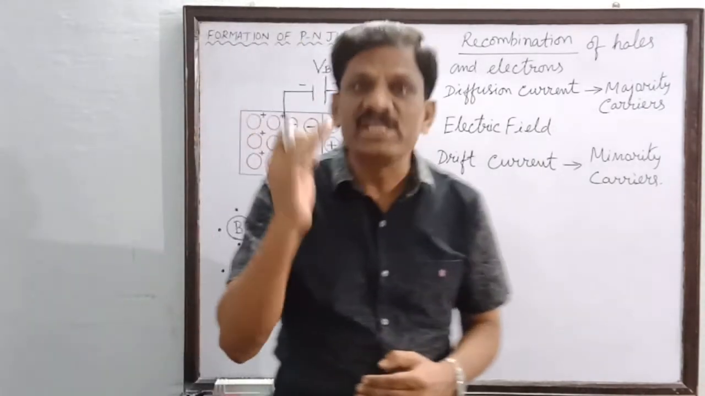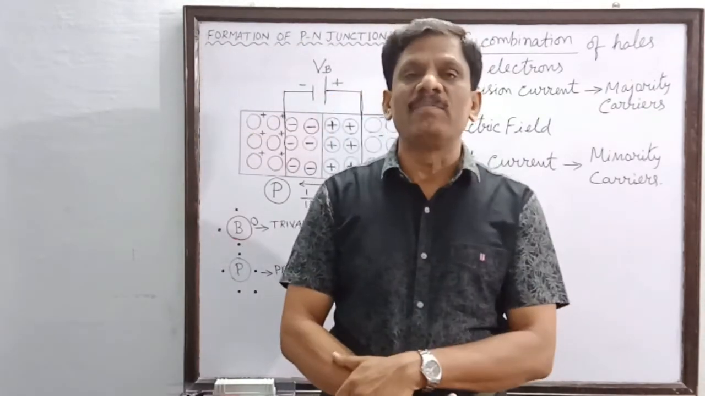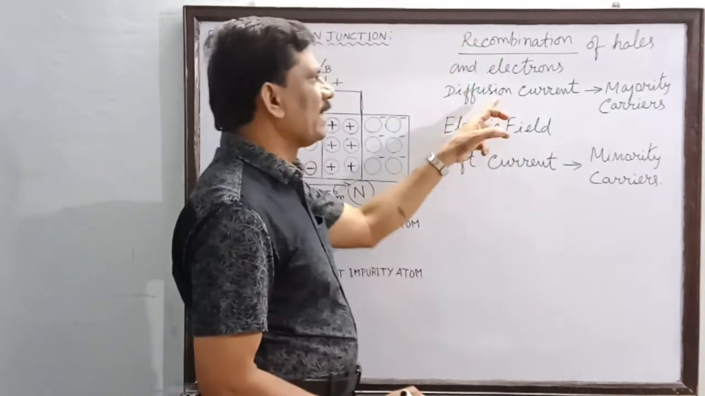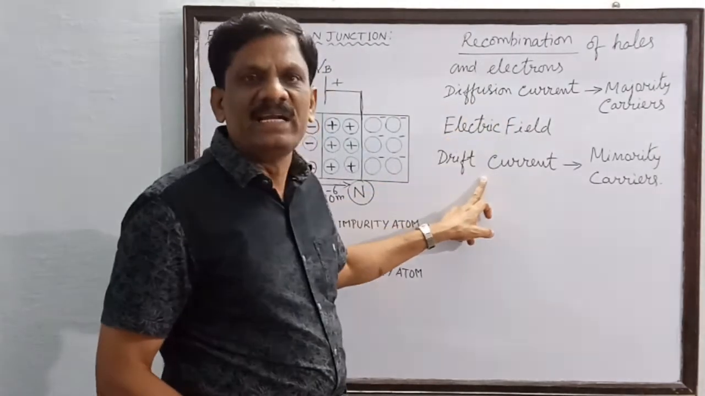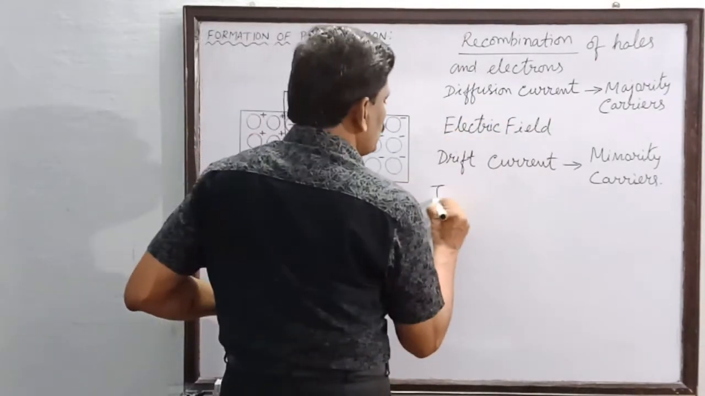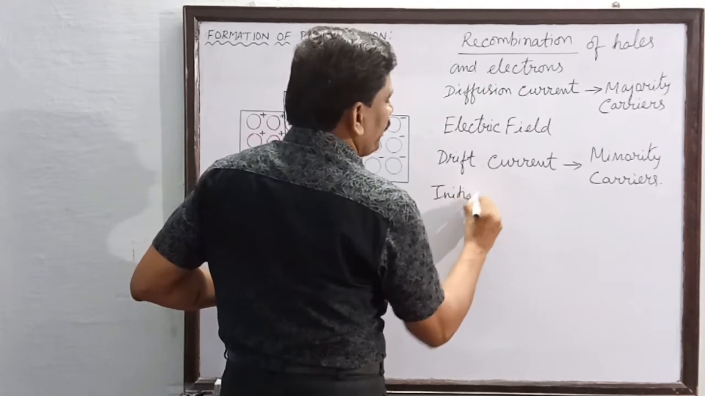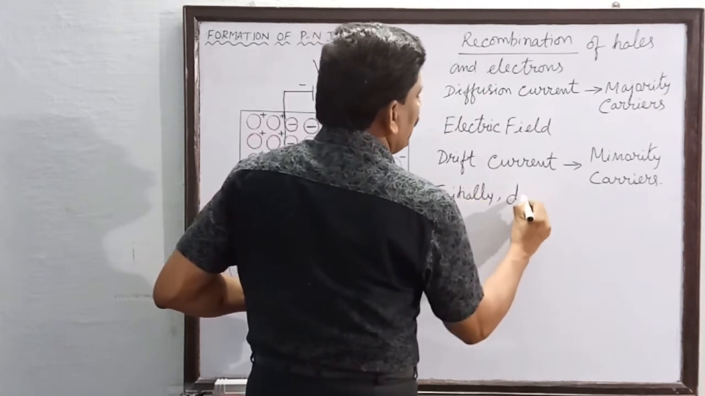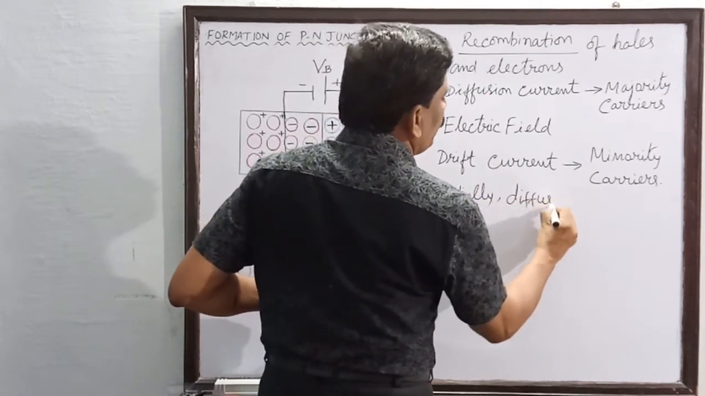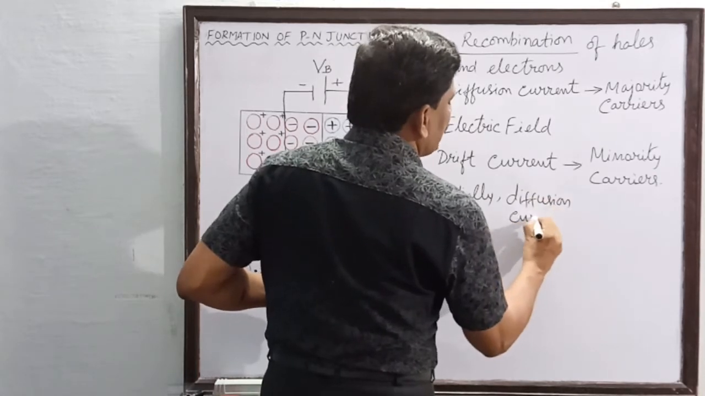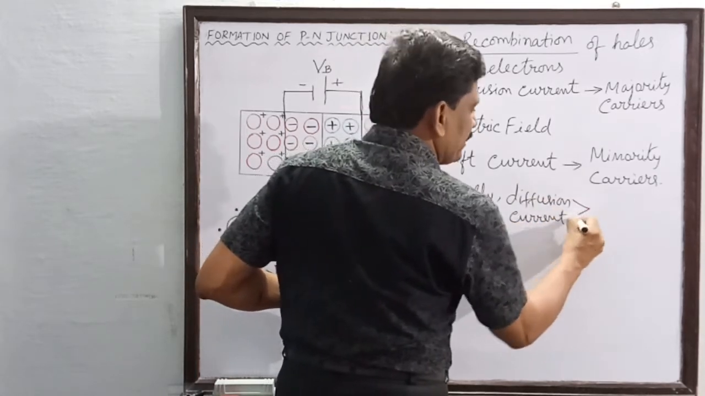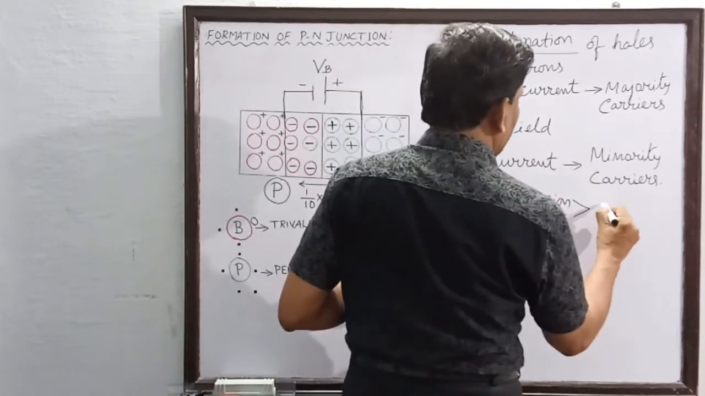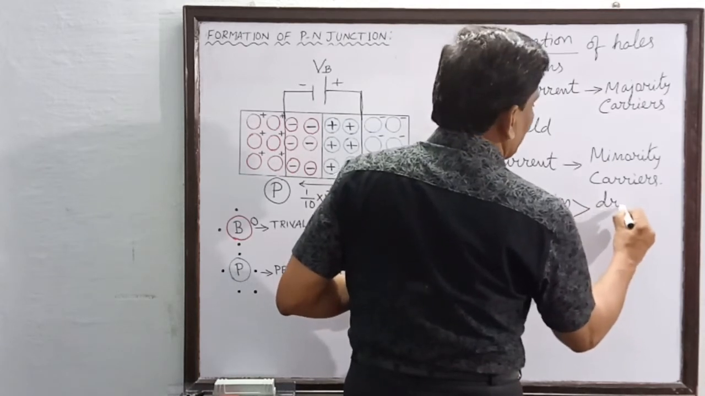Now initially what will happen? The diffusion current will be greater than the drift current initially. So initially, the diffusion current is greater. It is greater than which current? The drift current.